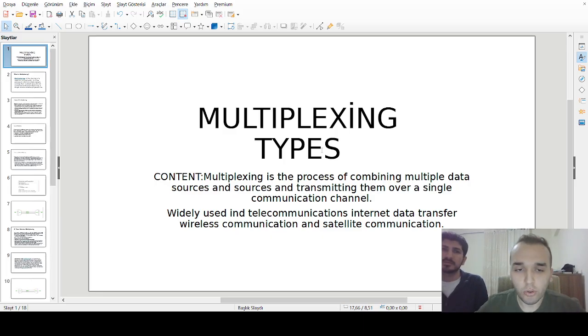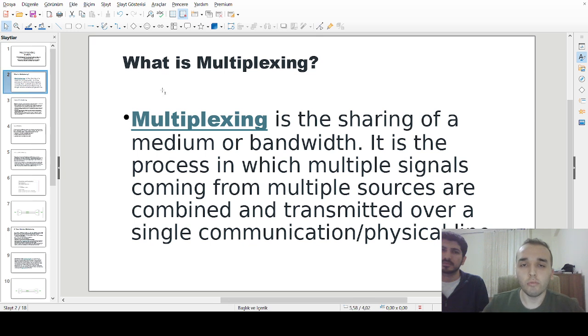Multiplexing types. Multiplexing is the process of combining multiple data sources and transmitting them over a single communication channel. Widely used in telecommunication, internet data transfer, wireless communication, and satellite communication. What is multiplexing? Multiplexing is the sharing of a medium or bandwidth. It is the process in which multiple signals coming from multiple sources are combined and transmitted over a single communication physical line.